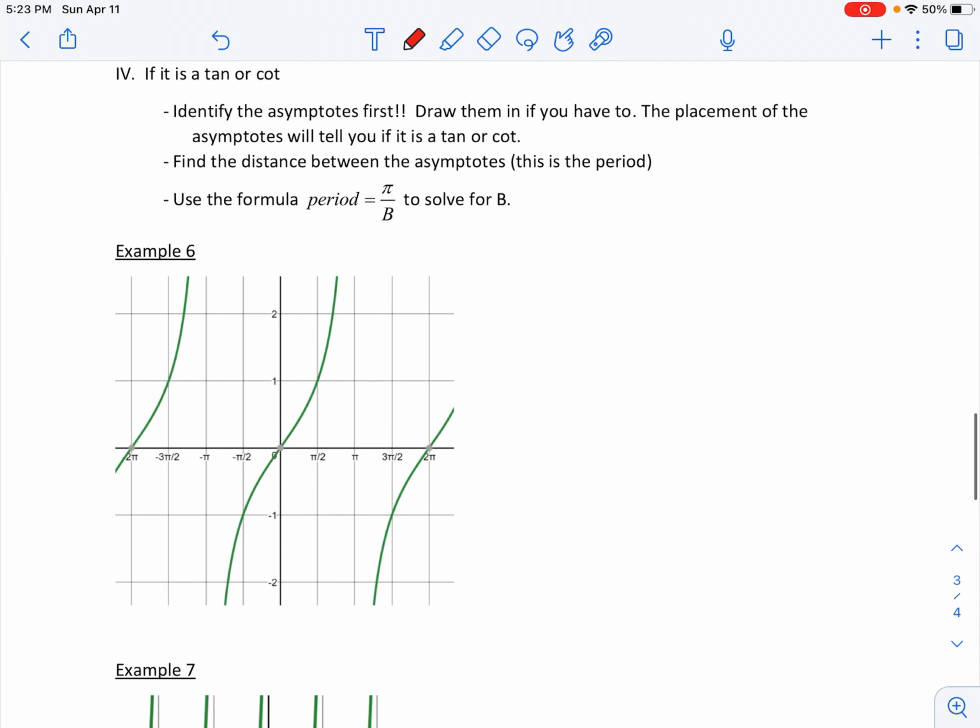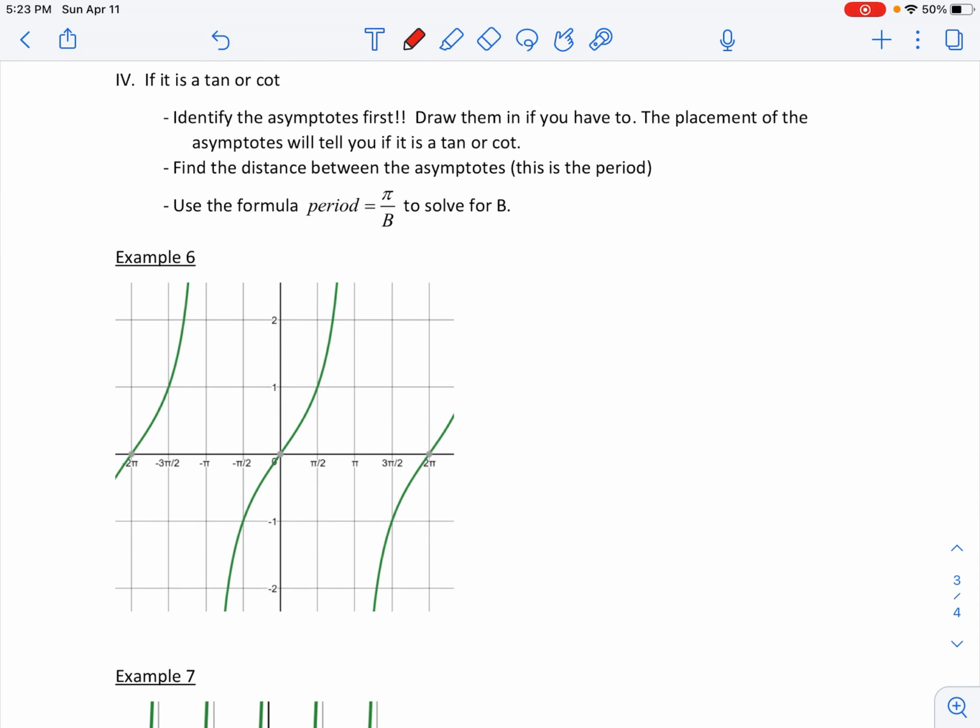All right, tangents and cotangents. Now, you guys, these are a little bit harder, okay, because they pretty much look the same. So really quick, how do we tell if it's going to be a tangent or a cotangent graph? You're always going to be able to tell which one it is by the placement of the asymptotes, okay? So it might be kind of nice to draw the asymptotes in. If you look at example 6, where would these asymptotes be? Well, I think there would be one here, and I would think there would be one there, okay?